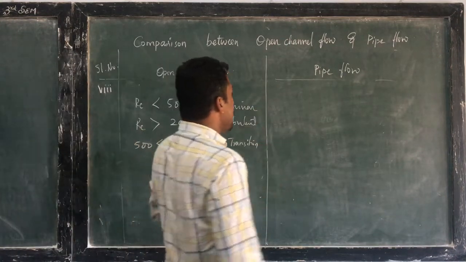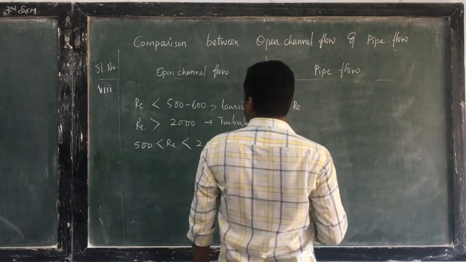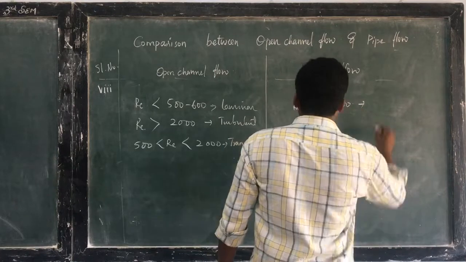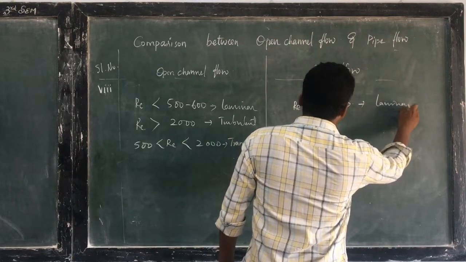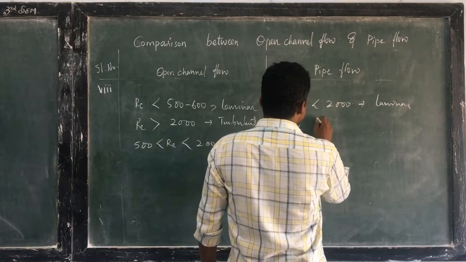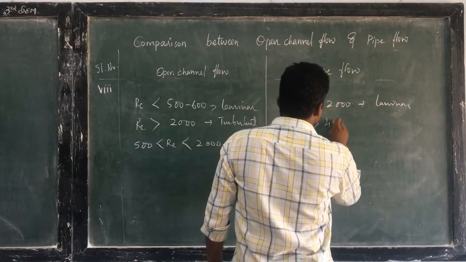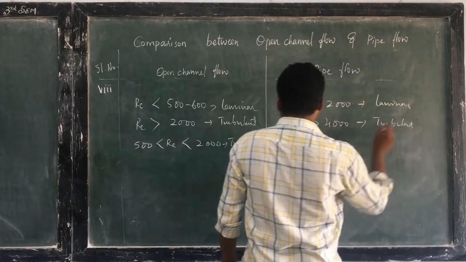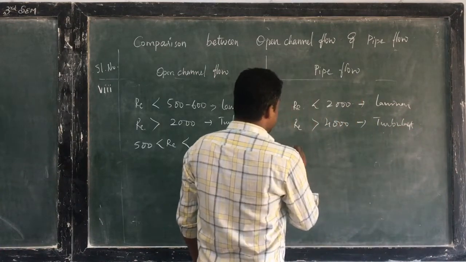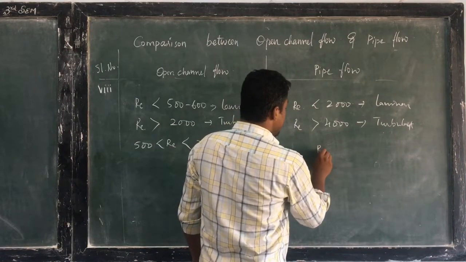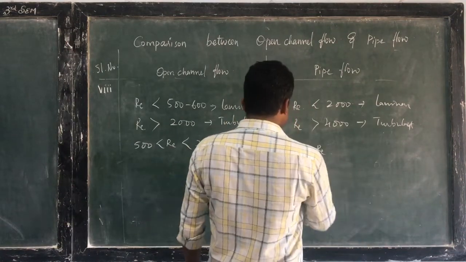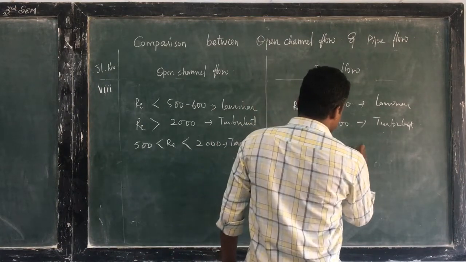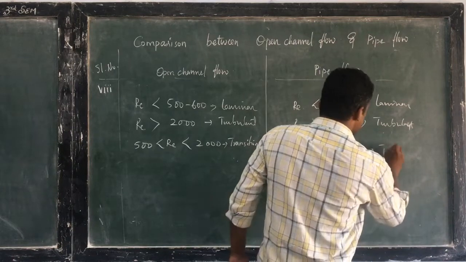In pipe flow, we know this: if the Reynolds number is less than 2000, then the flow is laminar. If the Reynolds number is more than 4000, then the flow is turbulent. If the Reynolds number lies between 2000 and 4000, then the flow is considered to be in transition.